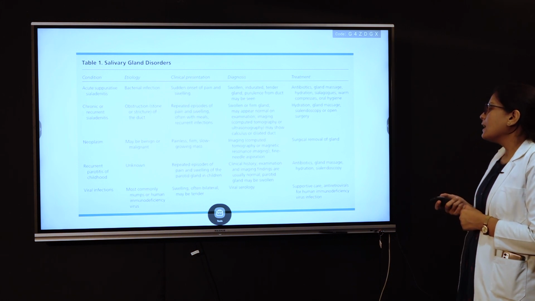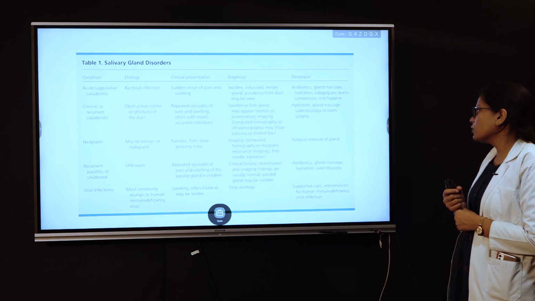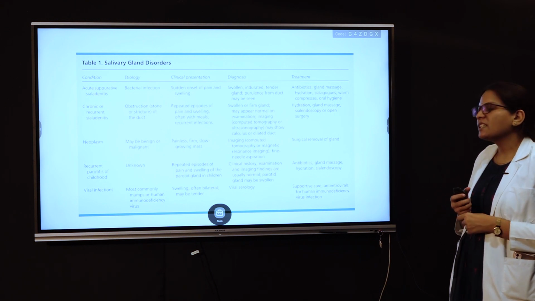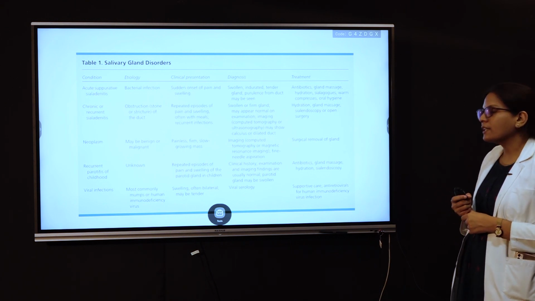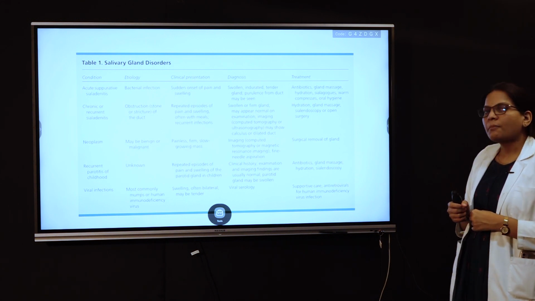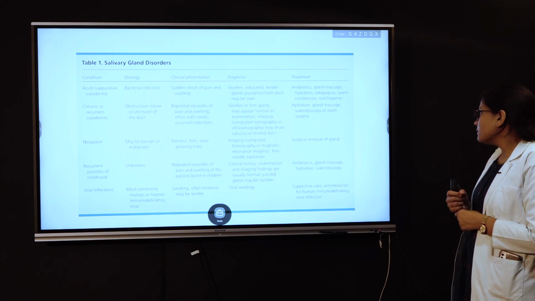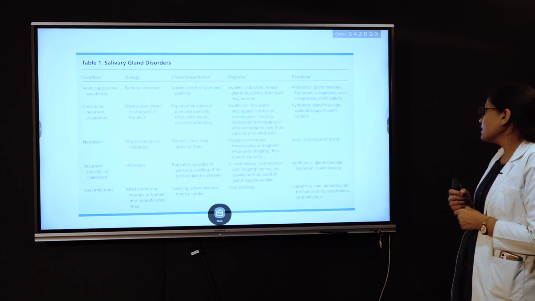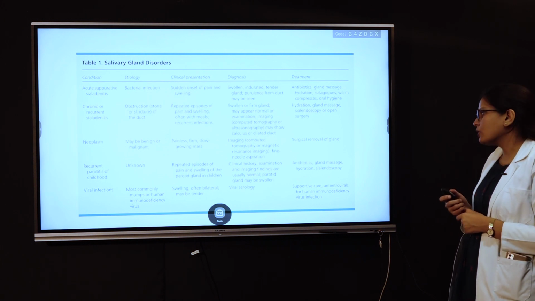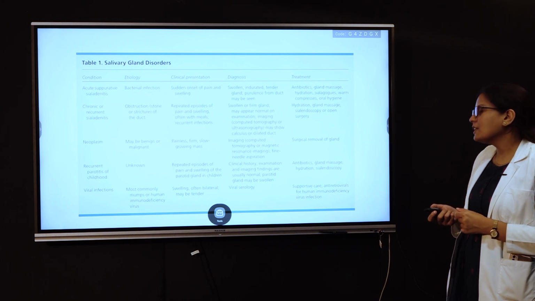And the next condition is your recurrent parotitis of childhood, where the etiology is unknown. The patient presents to us with repeated episodes of pain and swelling of the parotid gland, especially seen in children, and the diagnosis is confirmed by your clinical history, examination and imaging findings, and the treatment is antibiotics administration, gland massage, hydration and sialendoscopy.